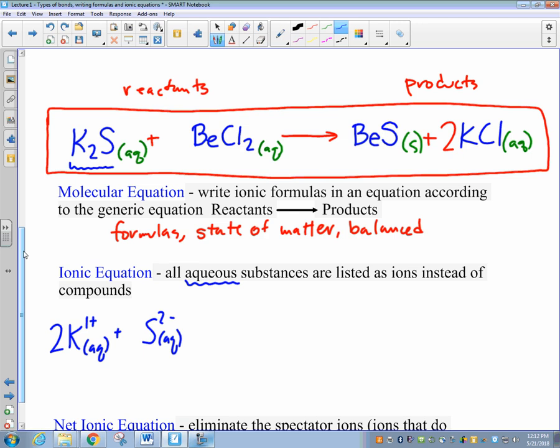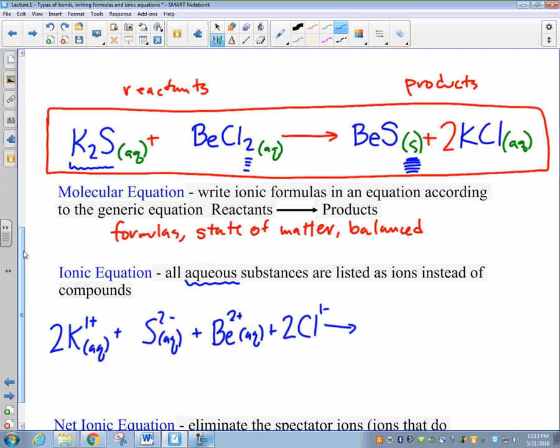Applying that same logic to beryllium chloride. The beryllium ion dissociated in the solution has a plus 2 charge, which is in the aqueous solution. And then again, watch your coefficients and subscripts here. When we dissociate into ions, we end up with two chloride ions, each of which, again, had a minus 1 charge. So we have 2K positive, S2 negative, Be2 positive, and 2 Cl negatives on the reactant side. Now on the product side, here's where we have to pay extra attention. The beryllium sulfide in my molecular equation is in solid phase, which implies this formed the precipitate in the solution.